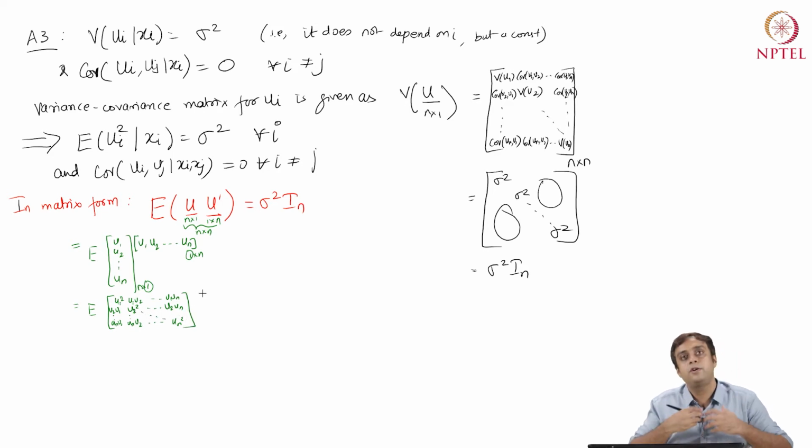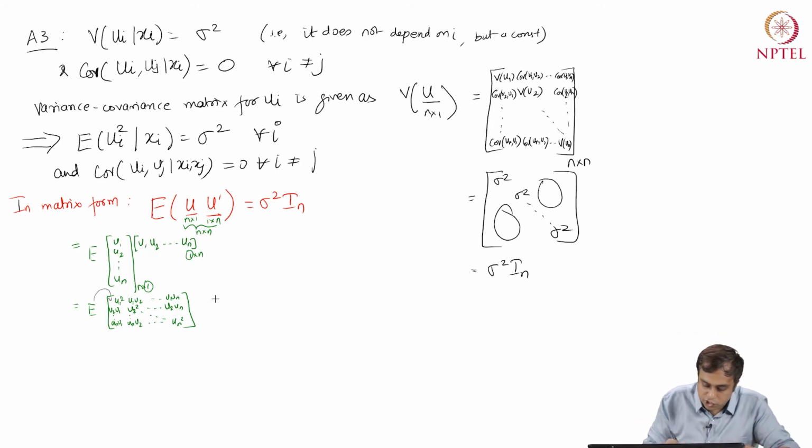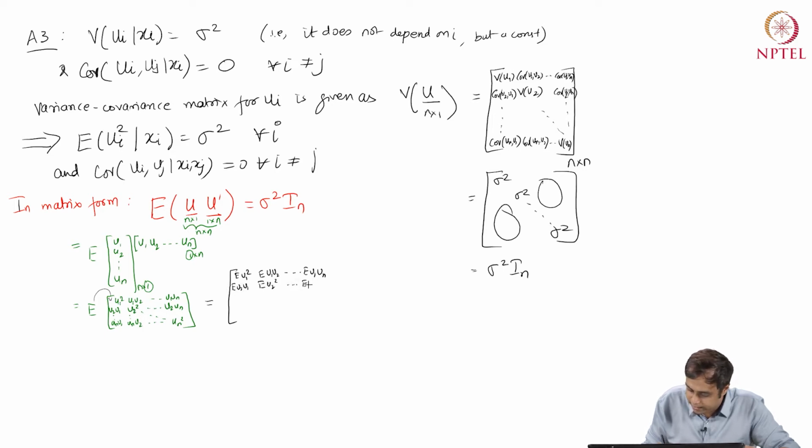So the expectation operator, being a linear operator, simply goes in and applies itself directly to each term here. So this is going to be expectation u1 squared, expectation u1 u2, keep going, expectation u1 un, expectation u2 u1, expectation u2 squared, keep going, expectation u2 un, similarly all the way to expectation un u1, expectation un u2 until expectation un squared.